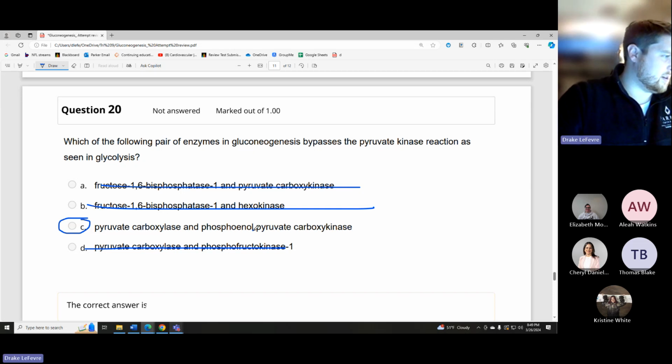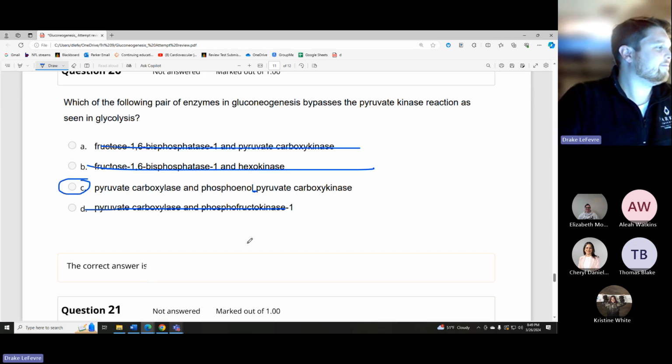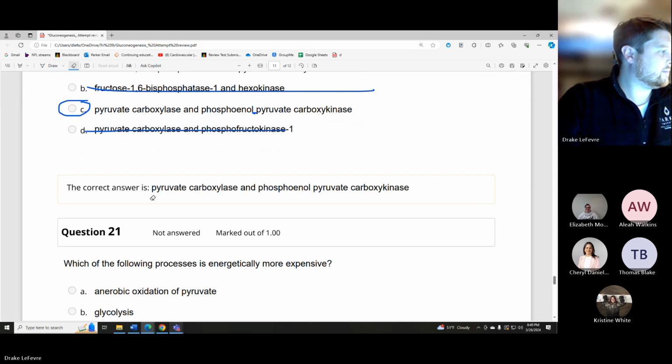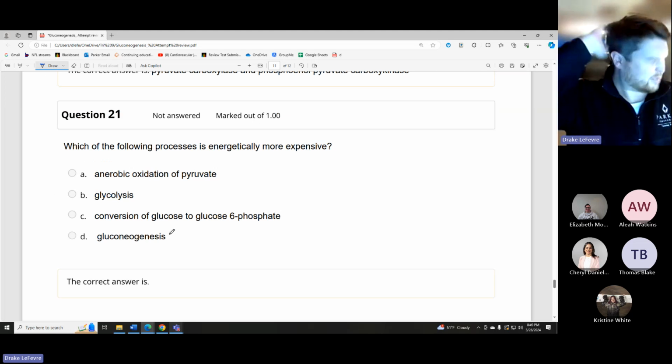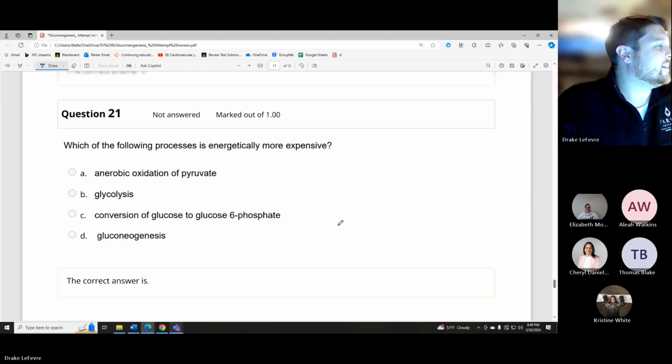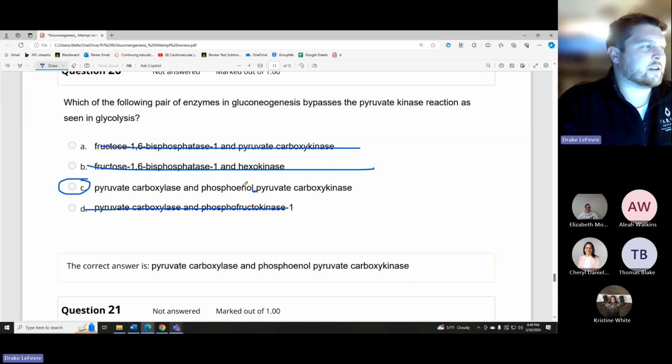Hopefully I'll never forget these enzymes, because I don't think I ever will. This is like the fourth time I've done this, and I taught this material in general, so I've seen these enzymes a lot.